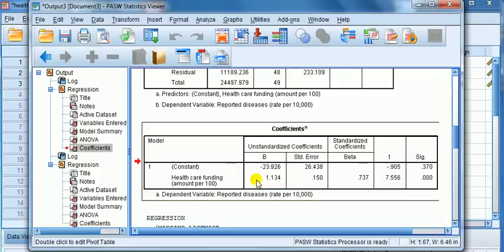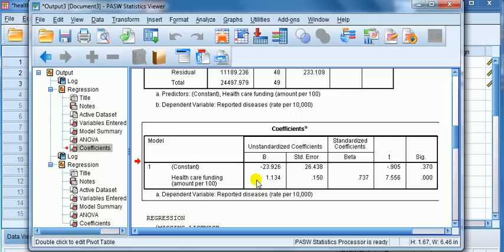Right, well, the key is this: if the dependent variable depends on more than one key independent variable, those independent variables should go into the model together. So in this case, if we think that disease rate depends on both healthcare funding and the number of visits to healthcare providers, we must put both those independent variables into the same model.